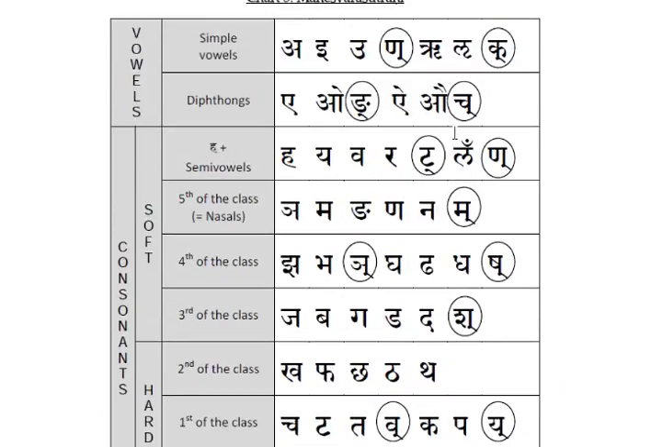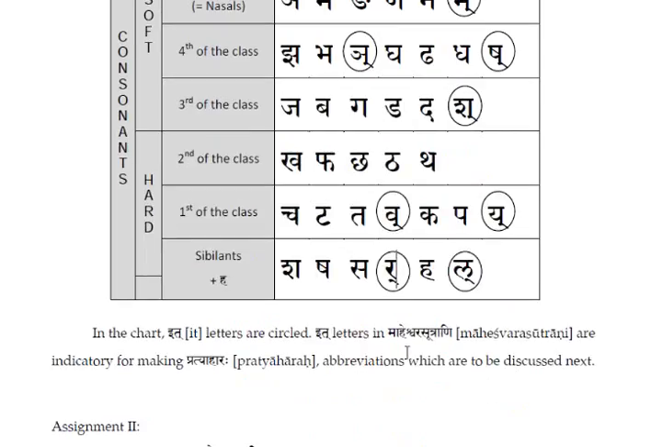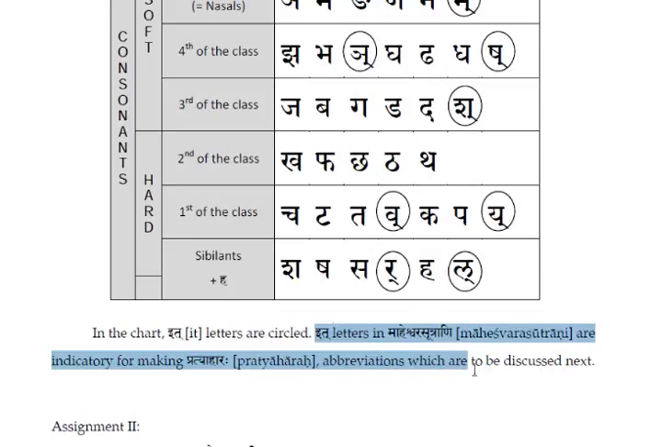Each sutra ends with an it letter. So there are 14 it letters: 1, 2, 3, 4, 5, 6, 7, 8, 9, 10, 11, 12, 13, 14. The it letters in māheśvarasūtrāṇi are indicatory for making pratyaharas, the abbreviations which are to be discussed next.